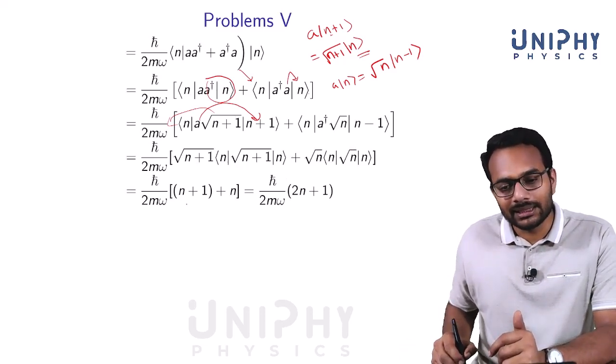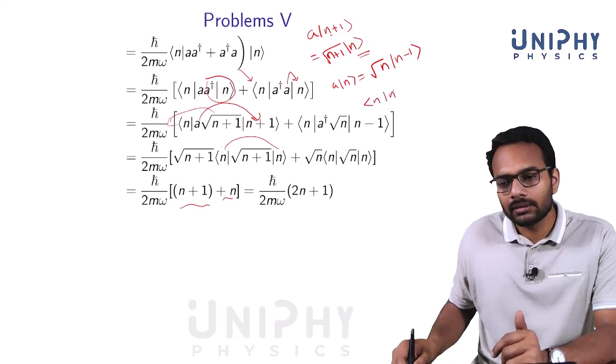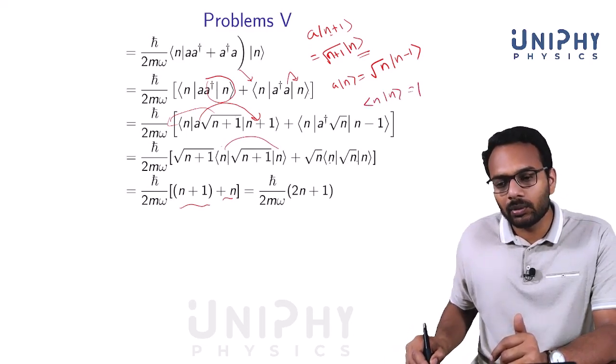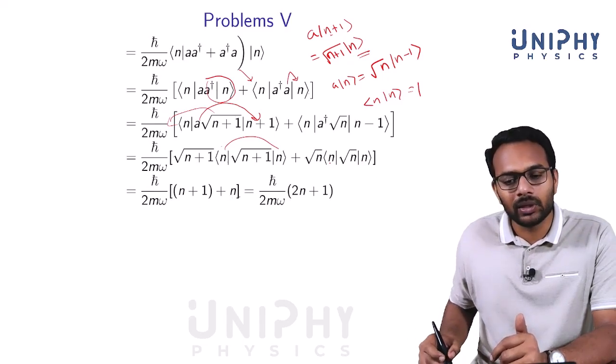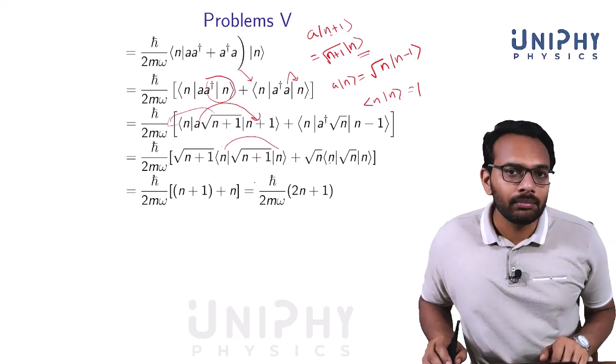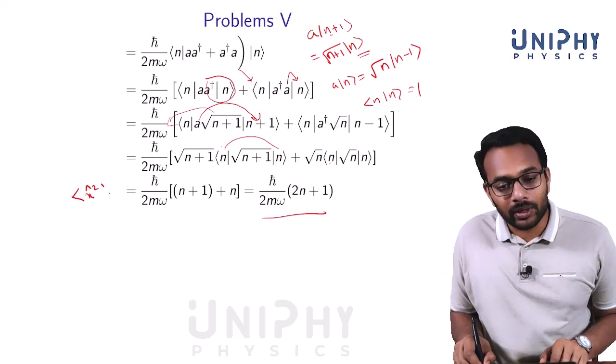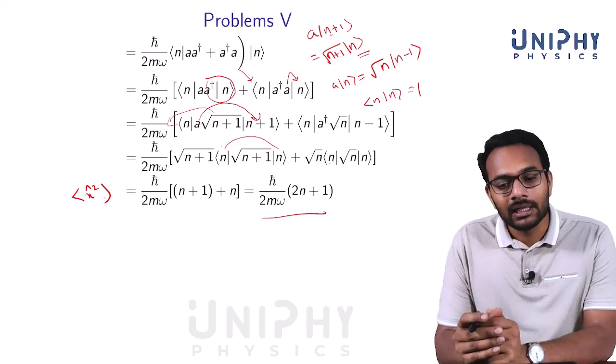And then you see that this is n plus 1 plus n. Why? Because these are numbers and n with n is simply 1. So you've got a 1 here and you've got a 1 here. So it's n plus 1 plus n. So it's h cross by 2m omega times 2n plus 1. All right. We have found the expectation value of x square.